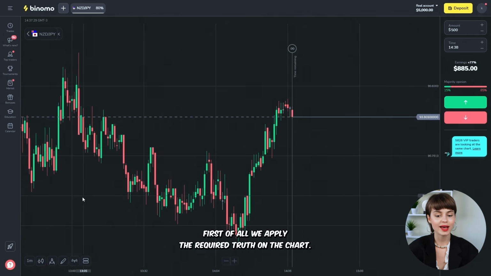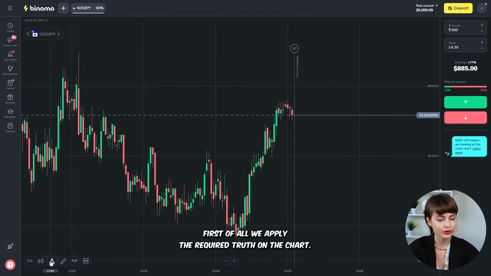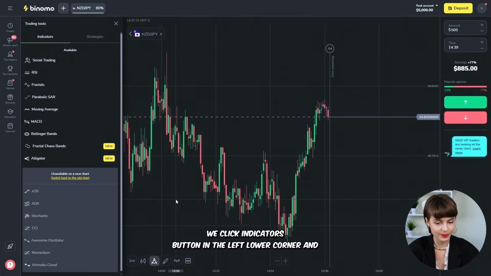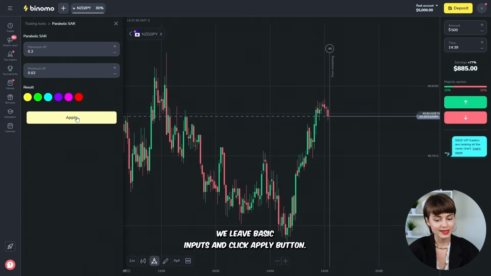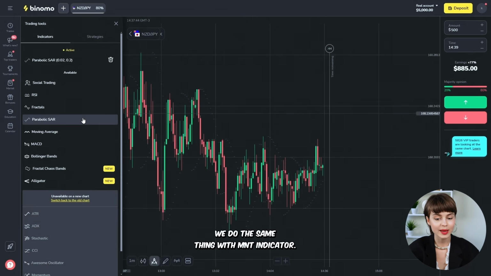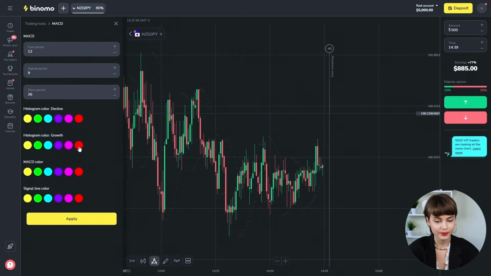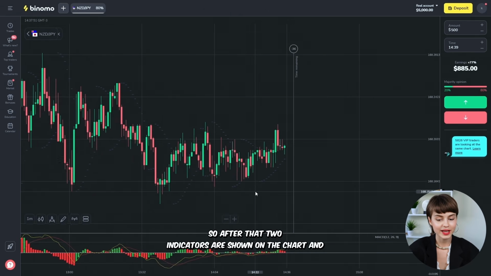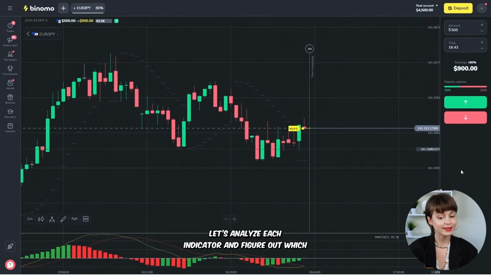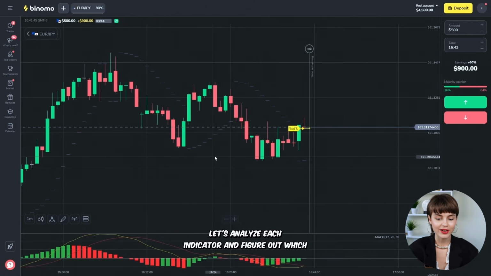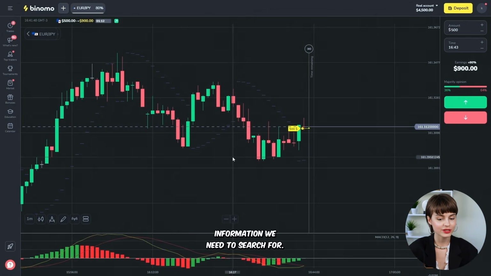First of all, we apply the required tools on the chart. We click the Indicators button in the left lower corner and choose the Parabolic SAR indicator in the list. We leave the basic inputs and click the Apply button. We do the same thing with the MACD indicator. After that, two indicators are shown on the chart and on their signals we're trading. Let's analyze each indicator and figure out which information we need to search for.